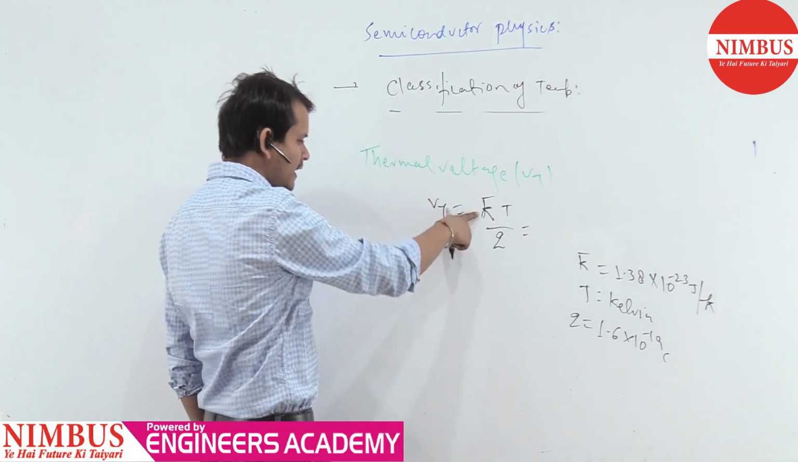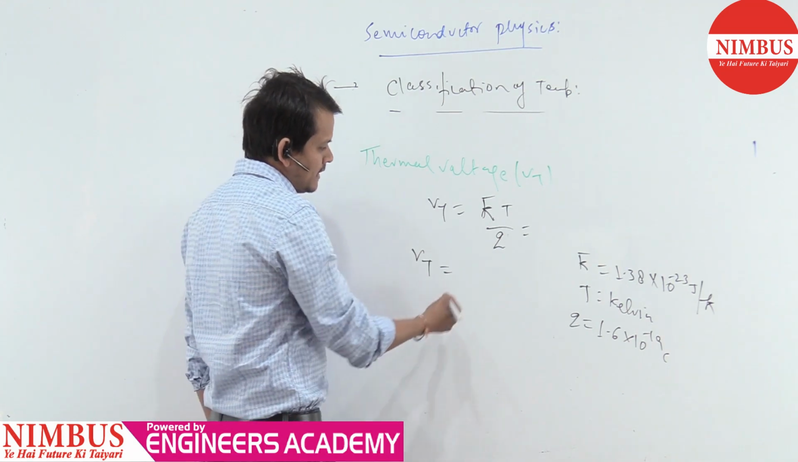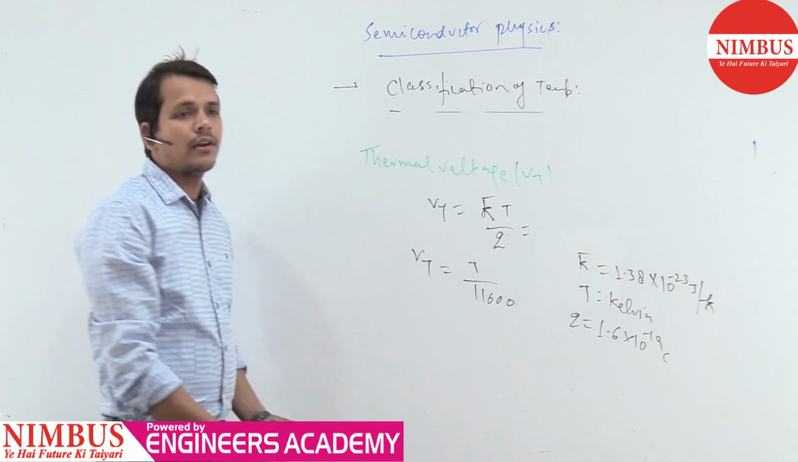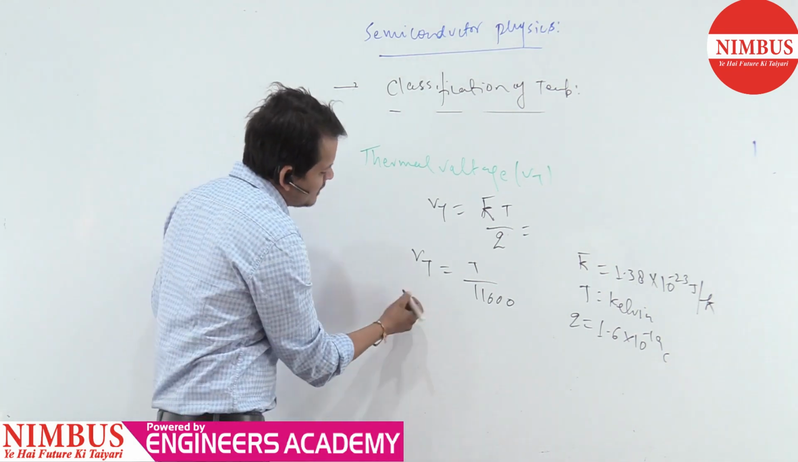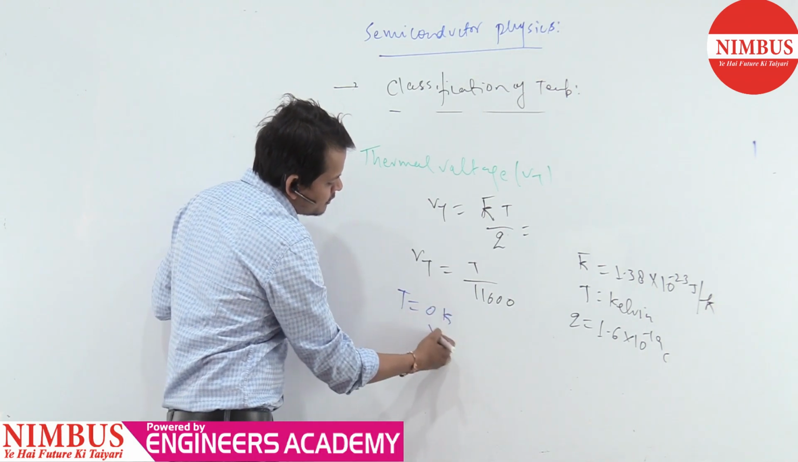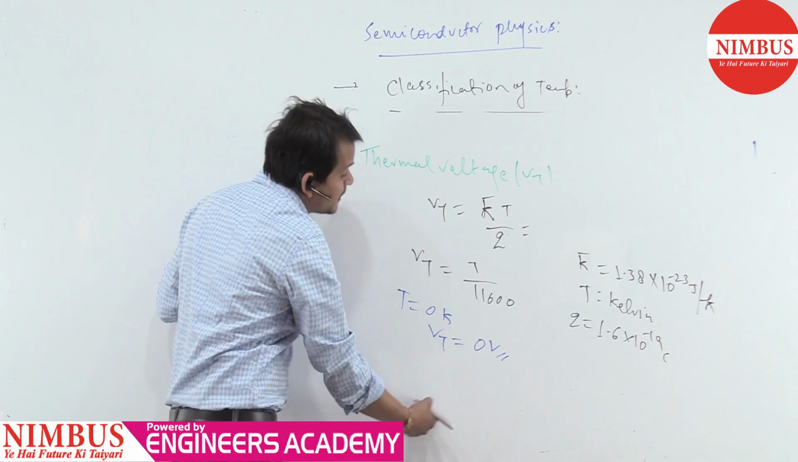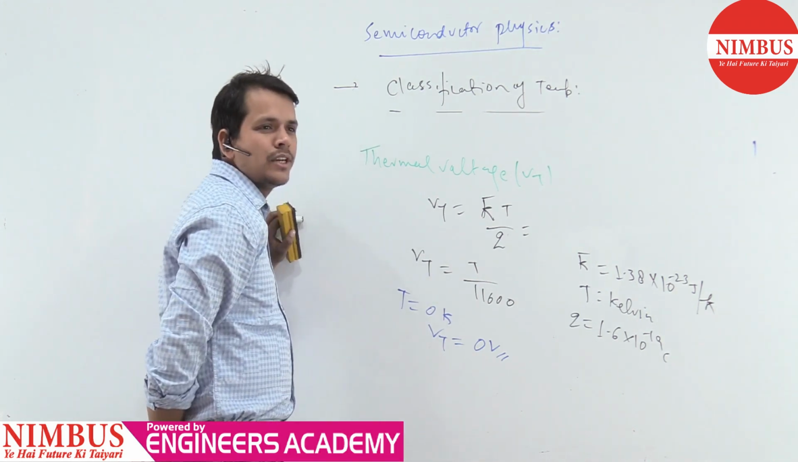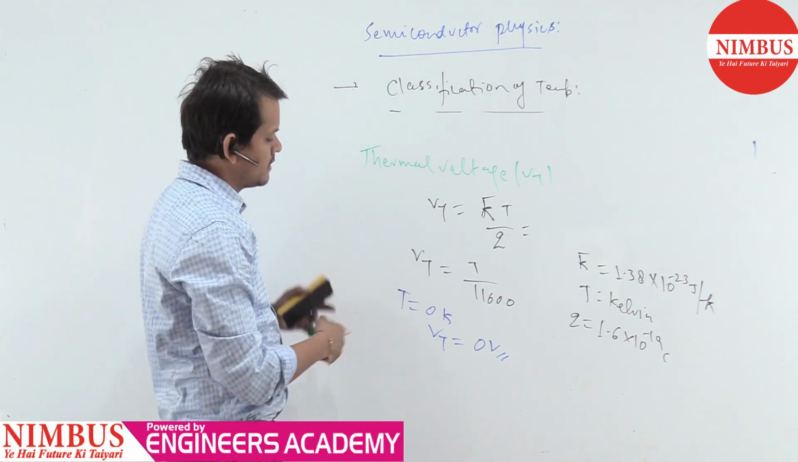Whenever I put k bar and q here, you will get Vt is equal to T upon 11,600. Now, if you are interested in calculating Vt at room temperature, first take T equal to 0 Kelvin. Then Vt is equal to 0 volt. What is the meaning of 0 volt? It means that at 0 Kelvin we don't have any thermal energy.